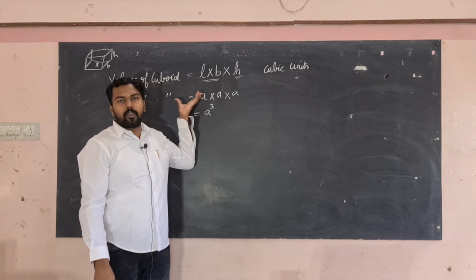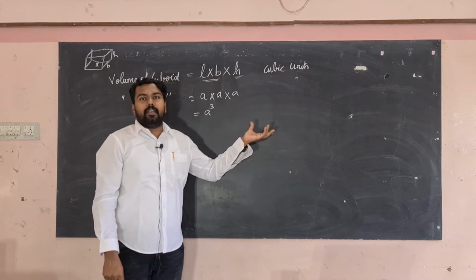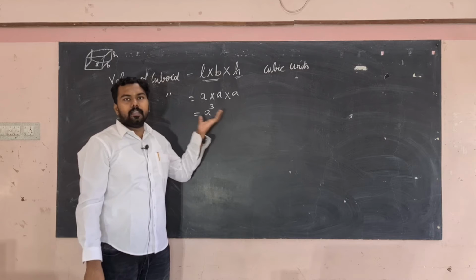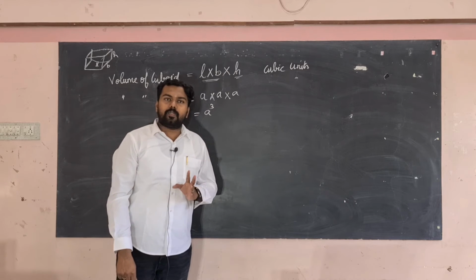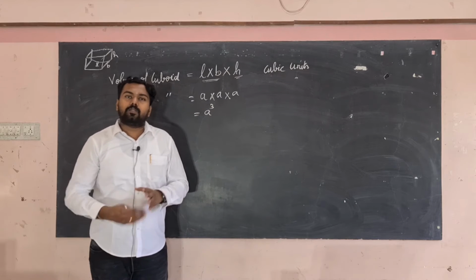What is the volume of cuboid? L into B into H. Volume of cube is A cube. You have to remember these two formulas in order to go through this exercise.